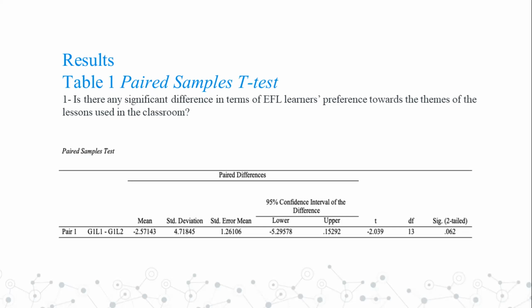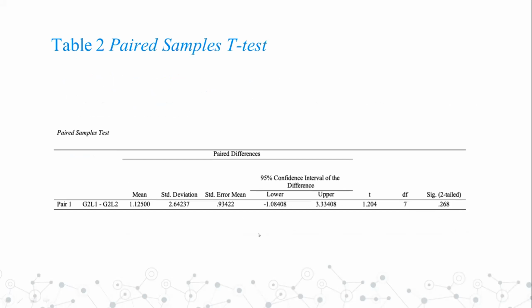Shapiro-Wilk and QQ plots, and data was found to be normal. So then we computed a paired sample t-test for both groups. As you can see here, we couldn't find any statistically significant difference between EFL learners' preference towards the themes used in the classroom, which was surprising for us. So in the second slide, you can see the results of prep schoolers.